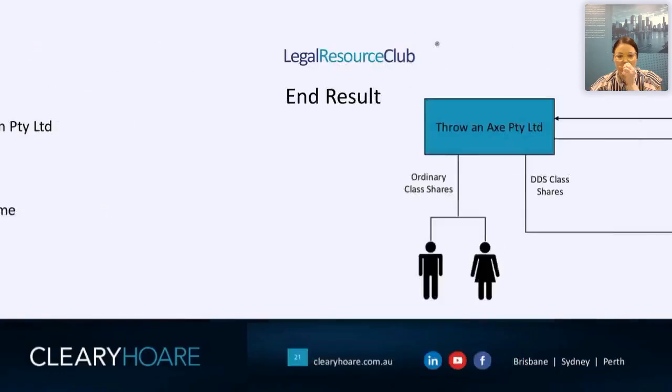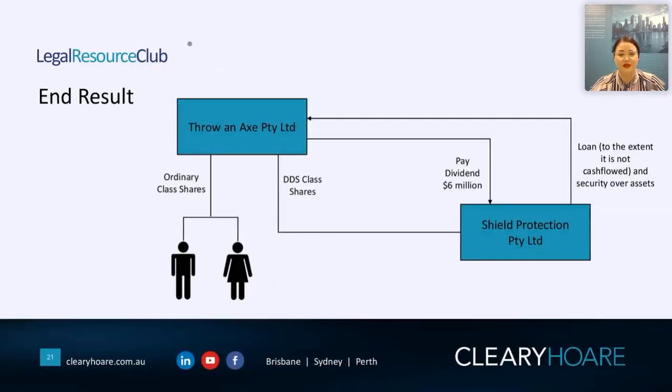As you can see on screen, we've got this end result. Axe has declared and paid a dividend of $6 million to Shield Protection Co. through the use of the discretionary class dividend shares. And Shield Protection Co. has then lent those funds back to Axe and taken security.